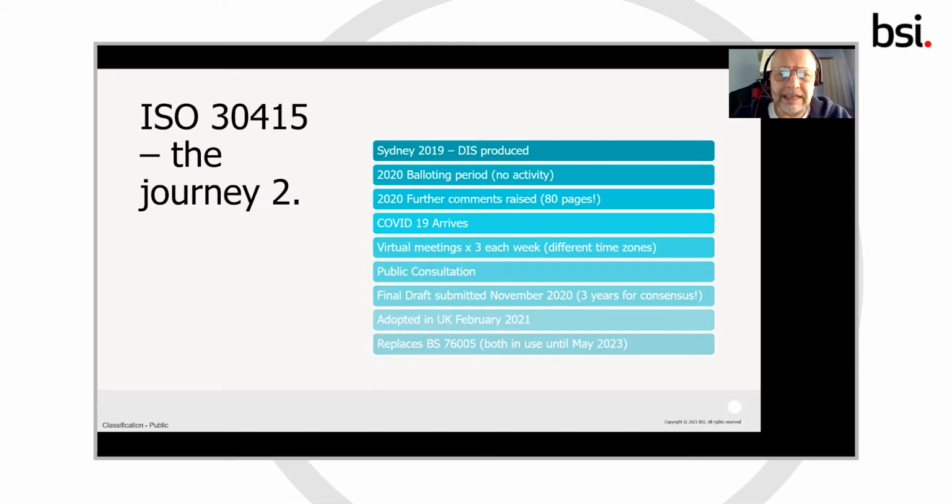Resulting finally in a final draft in November 2020, after a significant number of meetings, which became virtual because of COVID. The draft was accepted and adopted in the UK in February 2021. It replaces BS 76005, but both are in use until May 2023 to take account of those people who had purchased the UK standard. So that just gives you a flavour of the journey that was undertaken to get us to where we are.